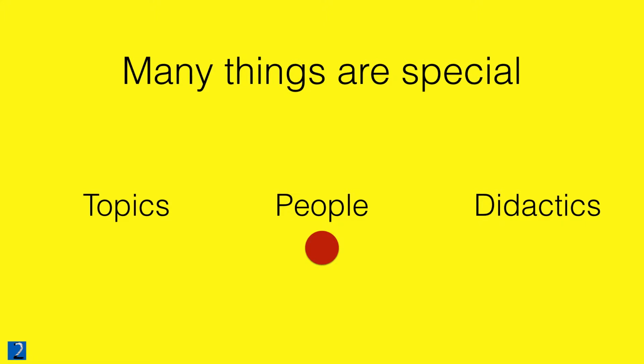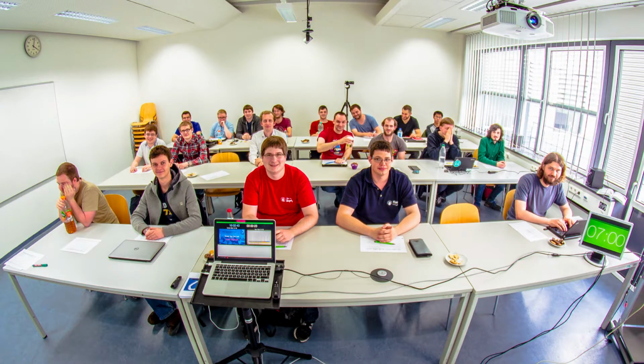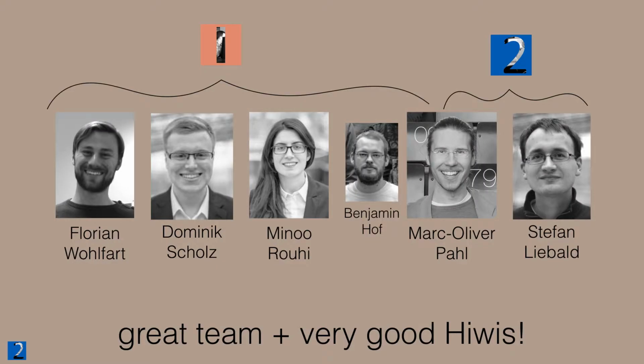If not, what is the difference between the iLabs? One big difference, of course, is the people. You will be in the room together with different people. This is an iLab2 setting. Maybe you know some people from the picture. These are the participants, and these are the people who are responsible for running the course. We have Florian here, and Dominik and Minoo. They are the ones for the iLab1. And again, Stefan here for the iLab2.